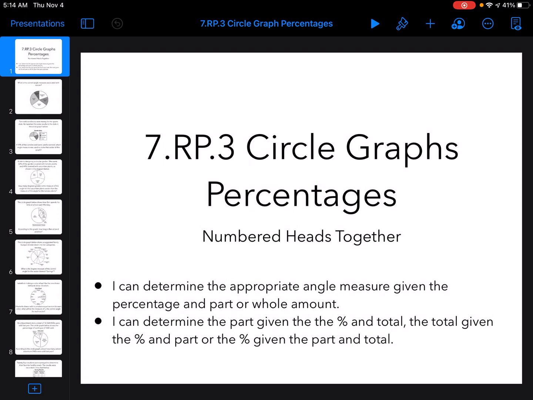I can determine the appropriate angle measure given a percentage and the part or whole amount. And I can determine the part given the percentage in total, the total given the percentage in the part, or the percentage given the part and the total of a circle graph.